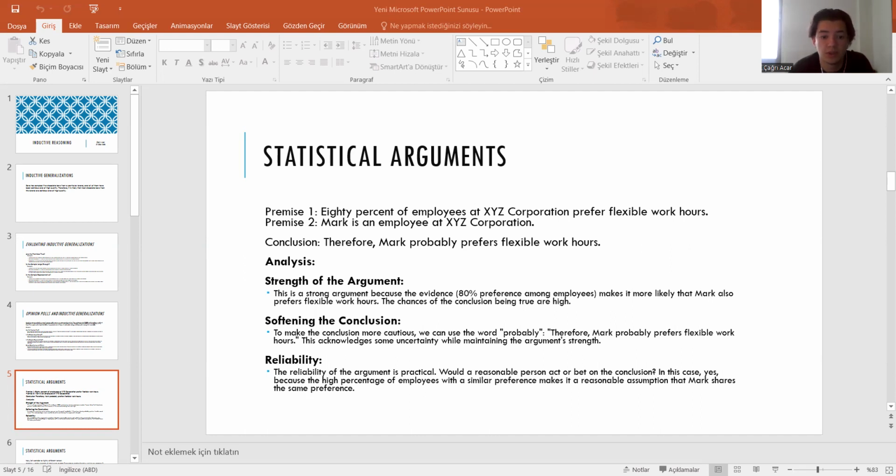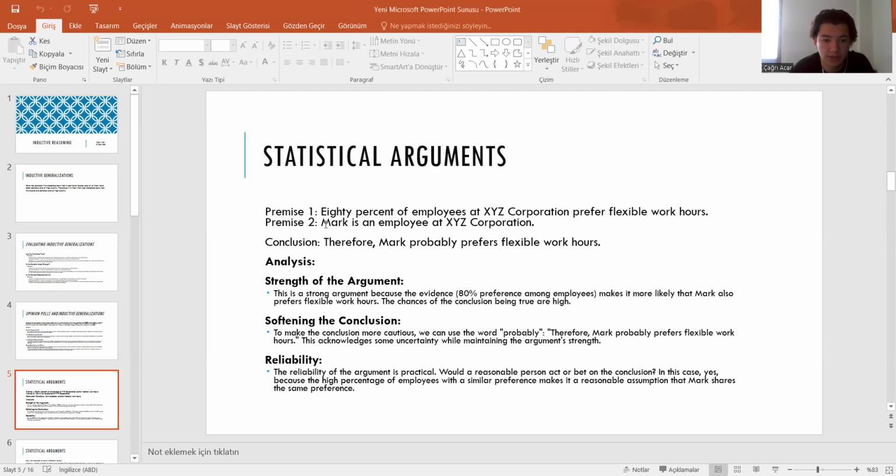The fifth and the last one is examples. Examples are presented to illustrate the strength and reliability of statistical arguments based on different percentages. In summary, the passage explores the nuances of statistical arguments, emphasizing the importance of evidence strength, the role of qualifiers in softening conclusions, and the practical reliability of such arguments.